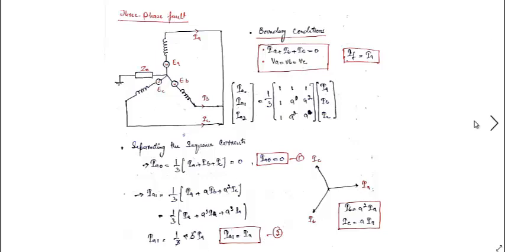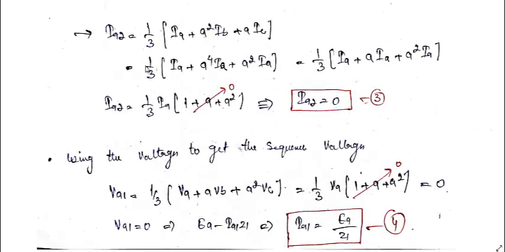Similarly, to calculate IA2, 1/3 (IA plus A square IB plus A IC), it is just the expansion of the matrix. We know that IB is equal to A square IA, A square times A square will be equal to A raised to power 4, and this is A square IA. A raised to power 4 can be written as A cube into A, where A cube is equal to 1, so it comes out to be A. So A into IA, A IA will be taken common, it comes out to be 1 plus A square, which is 0, so IA2 will also be equal to 0.